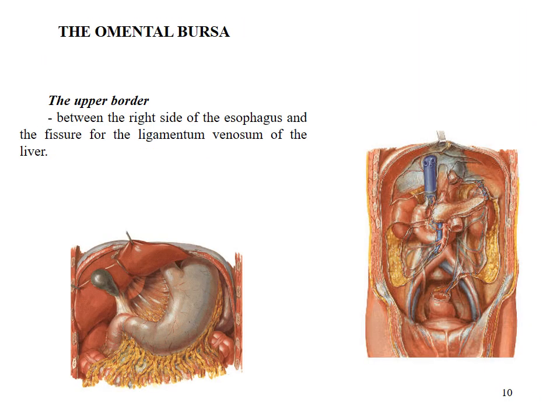The upper border is the part of the omental bursa between the right side of the esophagus and the fissure for the ligamentum venosum of the liver. This is the short superior or upper border.